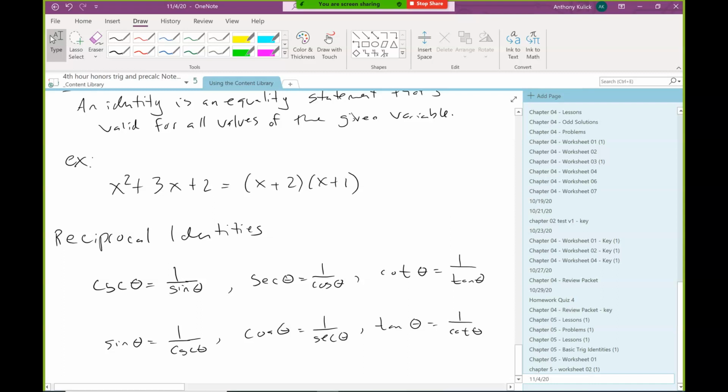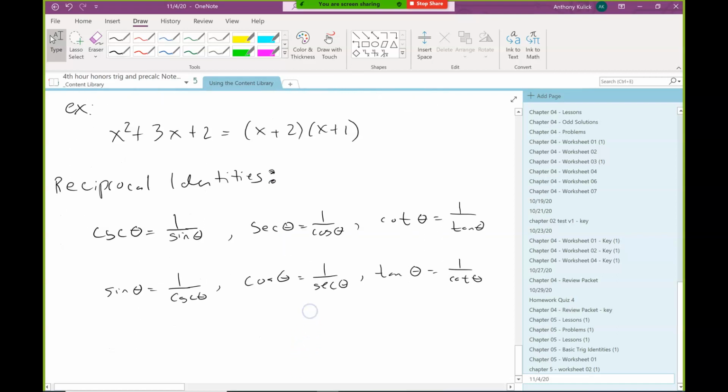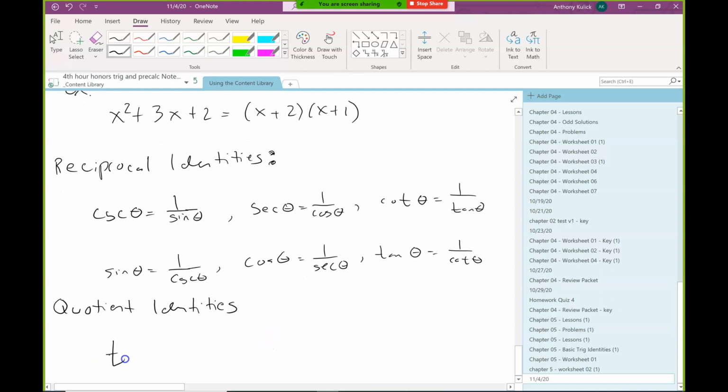These are the quotient identities. Remember, tangent on the unit circle was y over x. Remember, on the unit circle, y is sine and x is cosine. So we could also say that tangent is equal to sine over cosine. And similarly, cotangent has to equal cosine over sine. So there are 8 identities now.